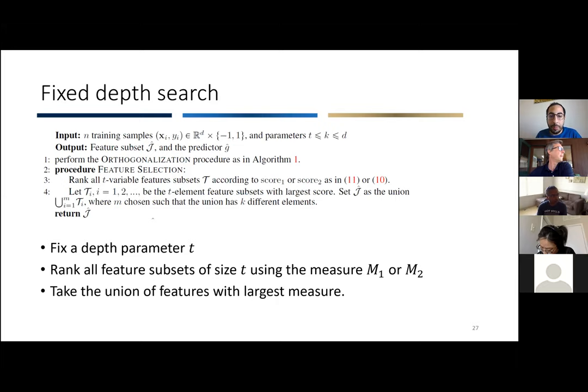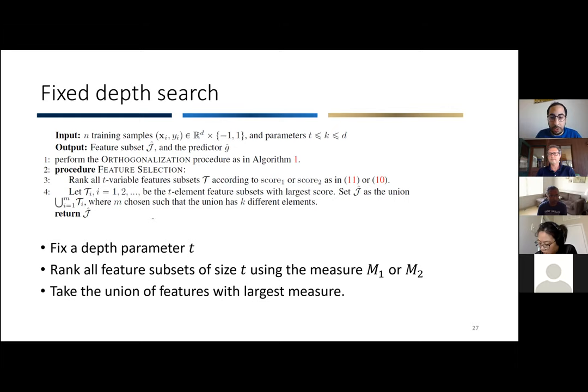And then we're going to rank all 2-variable feature subsets based on this measure, either M1 or M2. We rank them from the largest to smallest in terms of the measure, and then we take the union of those features with the highest rank. We continue taking the union so that we get K features, and this is where we stop. That's going to give us a J hat, which is a feature subset.